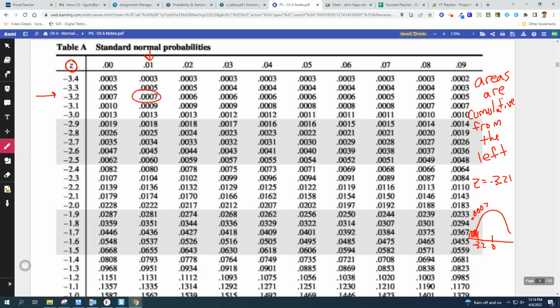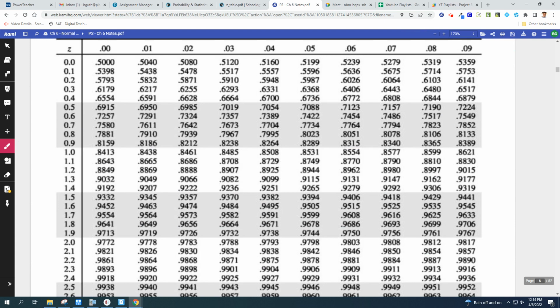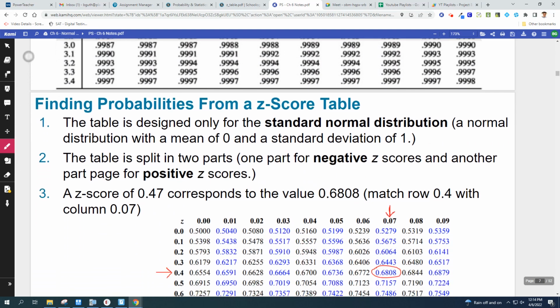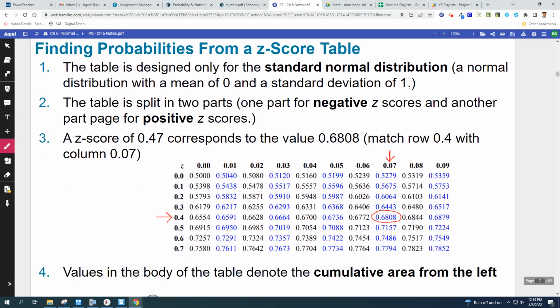So we've got all these negative numbers, and we've got a completely different chart for the positive numbers. But you need to understand that this chart is giving the areas cumulative from the left. So the table is designed only for a standard normal distribution. You can't use this for a regular normal distribution. You can't use this for a uniform. It's just for the standard normal distribution. There's 2 parts, one for negative, one for positive.